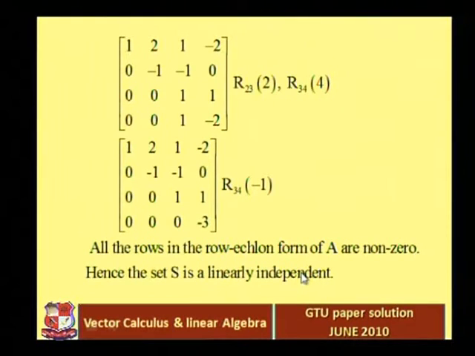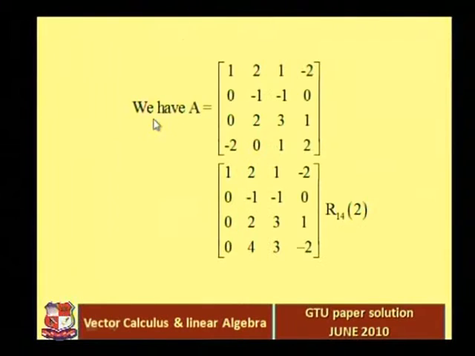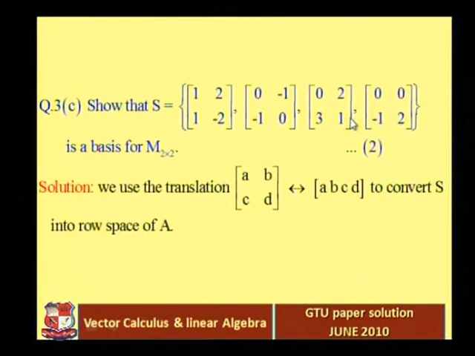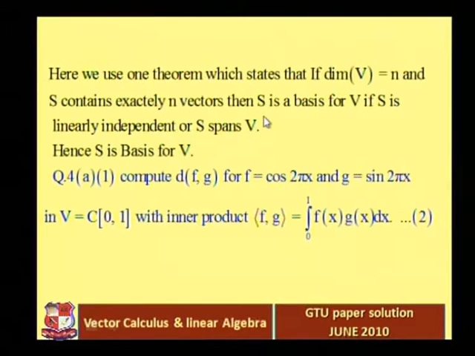Here we use this theorem which states that if the dimension of V is equal to n and S contains exactly n vectors, then S is a basis for V if S is linearly independent or S spans V. We already proved that this set of matrices is linearly independent. So definitely these four matrices span the set of 2 cross 2 matrices, and hence S is a basis for V. V means the set of 2 cross 2 matrices, right? So here is the complete solution.